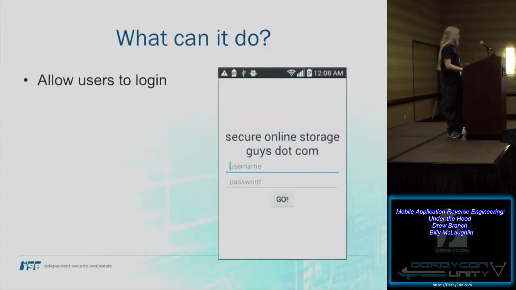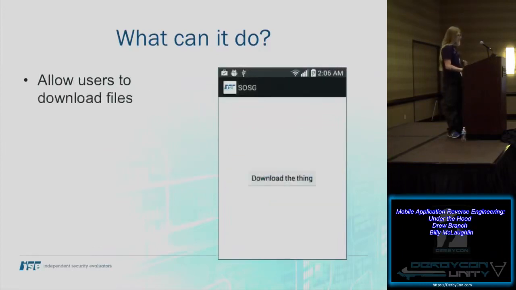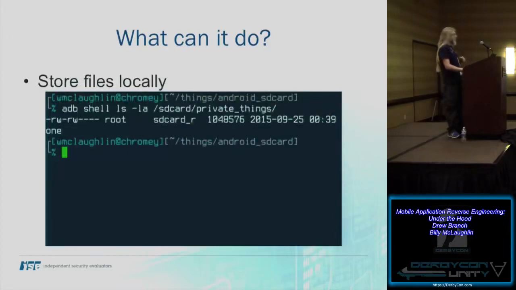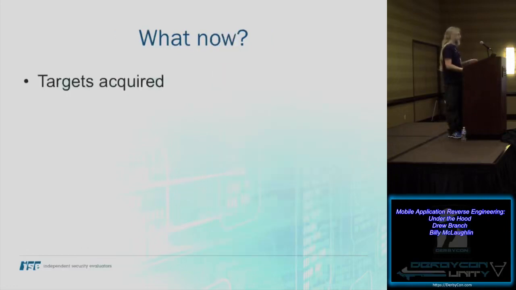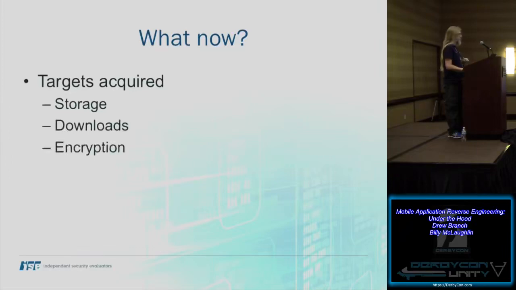It allows users to log in. It allows users to download files. It can store files locally, as we can see from this ls on the Android device. And finally, it can decrypt files in-app. Basically, you can download encrypted files, and they can then be viewed in the app. Very simple. Now we can start to formulate a plan. We have some targets. We want to look at storage methods, how it's downloading things, and the encryption.